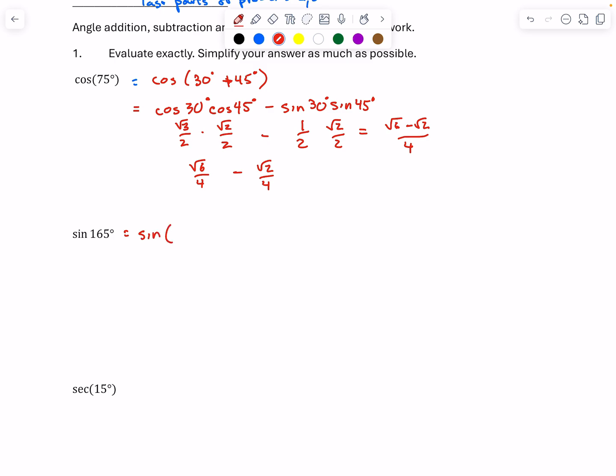At this point, you have to do something in the second quadrant. You can do 135 and 30. You can also do 120 and 45. Notice if it ends in a 5, chances are one of the numbers is 45 or a second quadrant or third quadrant version.